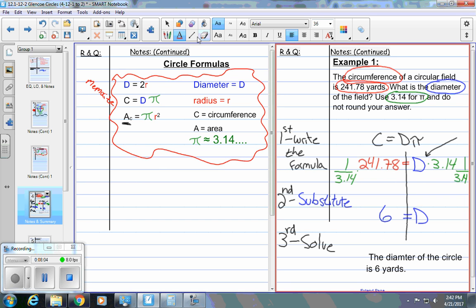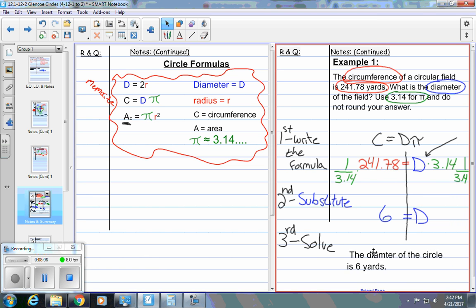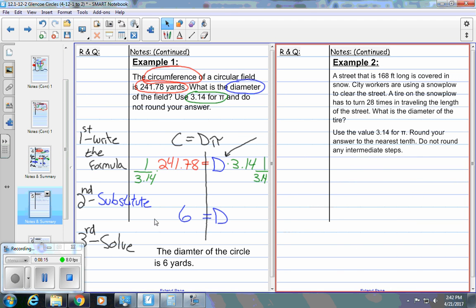And that is really what we're going to do on most of our problems in this chapter. We're just going to have more steps or multiple circles to evaluate. So let's go on to example 2. Here we go, example 2.